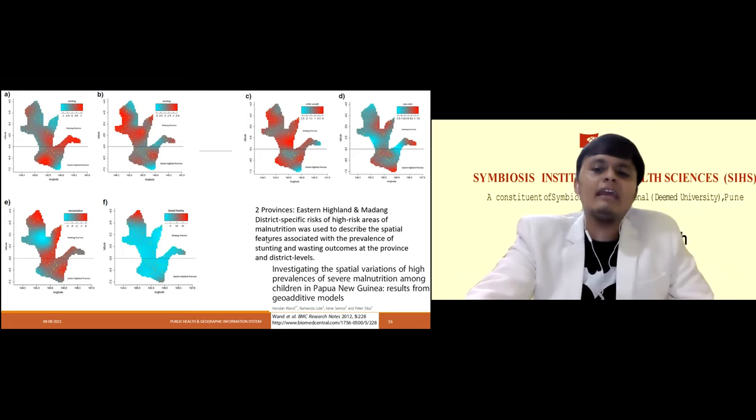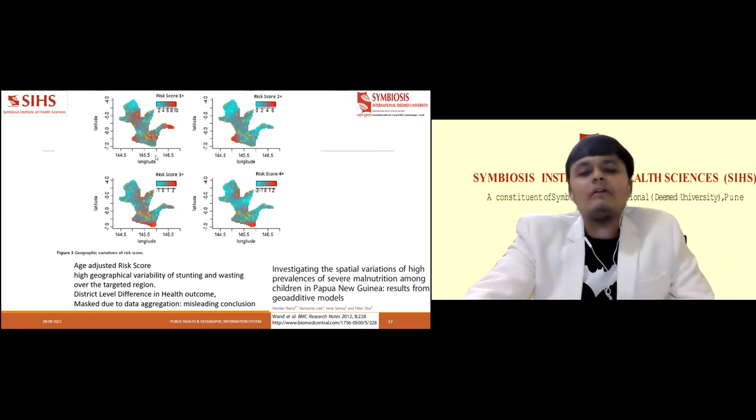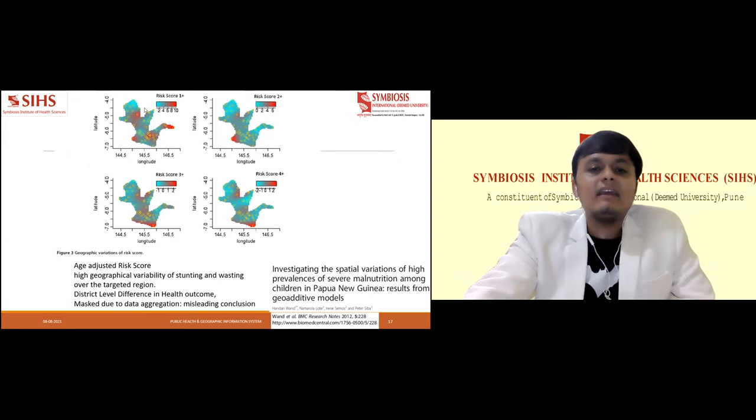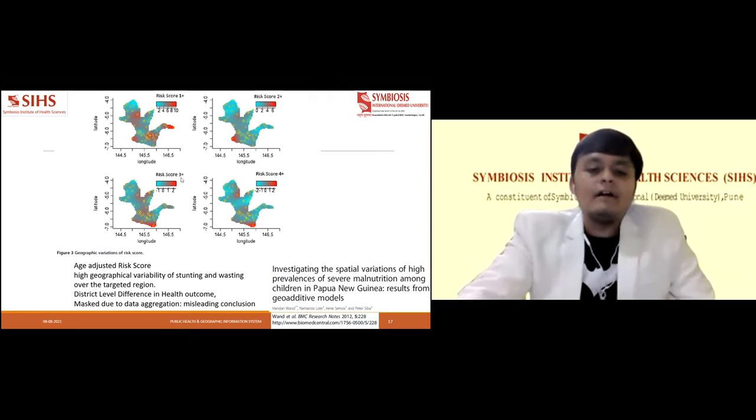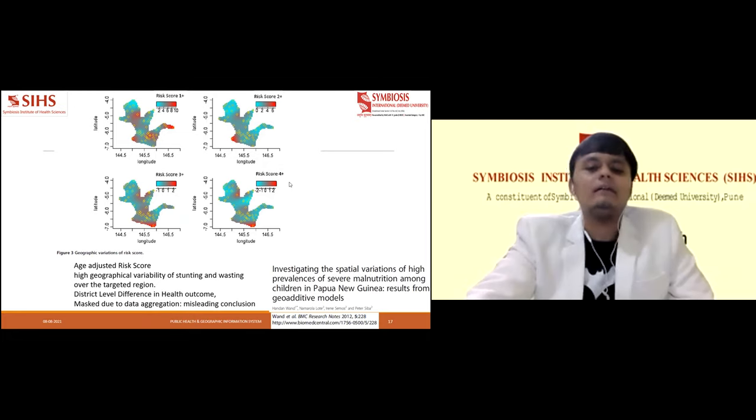And what they have found, so they have also in the last phase of the study, they have calculated age adjusted risk score and they have stratified according to the risk score 1, risk score 2, risk score 3 plus and risk score 4 plus. So they have found that there was high geographical variability of stunting and wasting in both targeted regions, that is both the provinces. So there are district level differences in the health outcome, which is masked due to data aggregation, and it can lead to misleading conclusions.